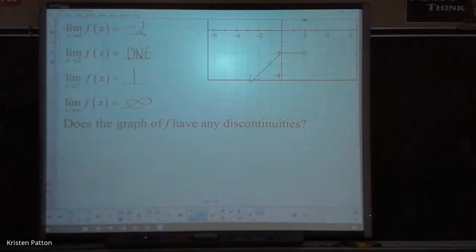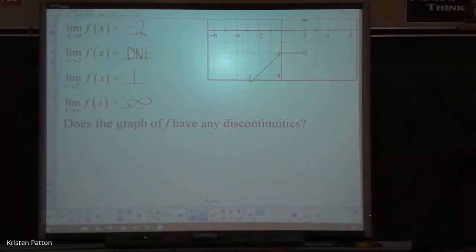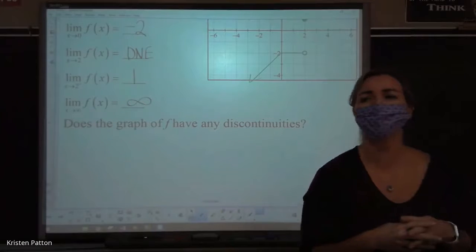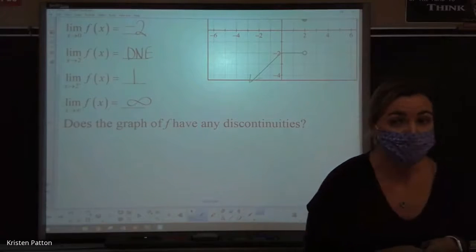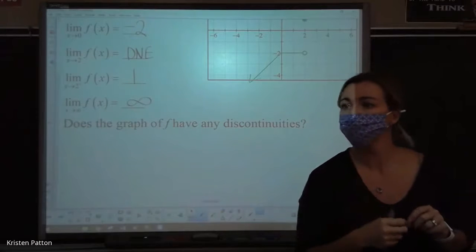Does this graph have any discontinuities? What does that mean for a graph to be discontinuous? We've talked about continuity. It's been a while. Let me rephrase. What would it mean if, and this can be from anyone at home as well, what does it mean if a graph is continuous? It goes on forever. What else could we say? It's not wrong.